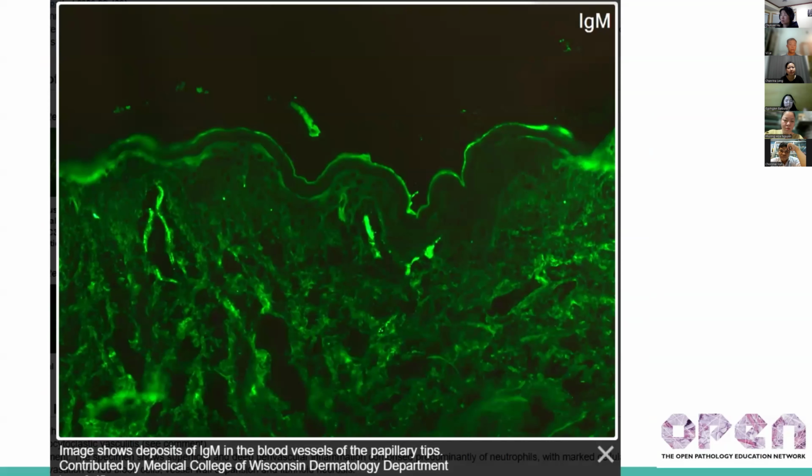We can also do immunofluorescence tests for vasculitis if we want to diagnose it, to see the deposits of IgM or other complexes in the vessel walls to confirm the diagnosis. But this is not our case's picture. I just took this picture from a pathology outlines site. We didn't have a chance to do the immunofluorescence test. So next slide, please.